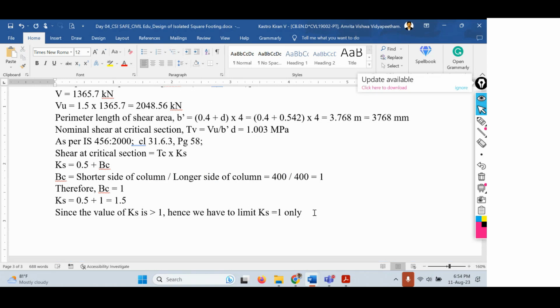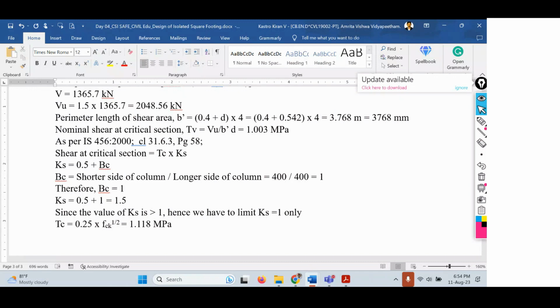Right. So therefore, tau C equals, we have a formula, that is 0.25 times root fck, fck power 1 by 2. So 0.25 root fck. The fck value we know, which is 20, that is the grade of the concrete. If you solve this, 0.25 into root 20, you are going to get the tau C value. That will be 1.118 megapascals.